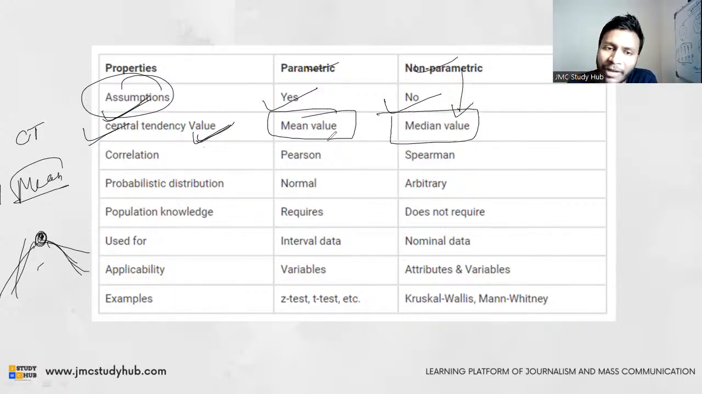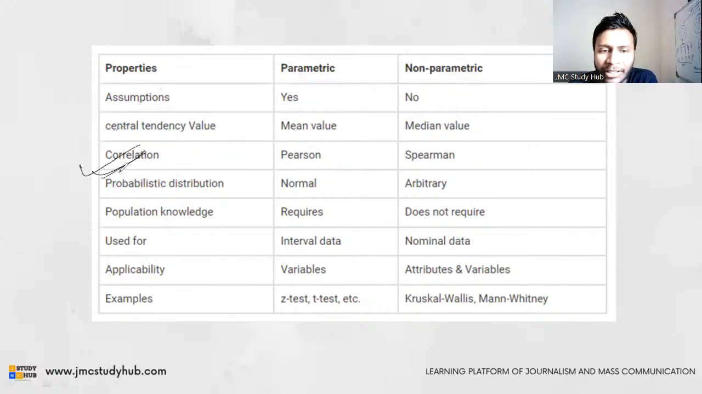So the mean value is used in parametric. That's why in ANOVA, to find the variance and the standard deviation, there would be a mean. So when parametric is there, then there is a mean value. When non-parametric tests are there, you use the median value. Similarly, correlations की बात करेंगे. So Pearson correlation in the parametric test, where we use Spearman correlation in the non-parametric test. Pearson correlations and Spearman correlations, right?